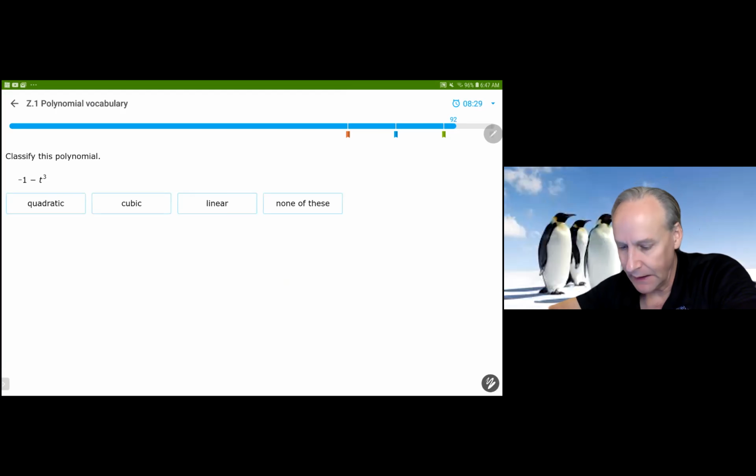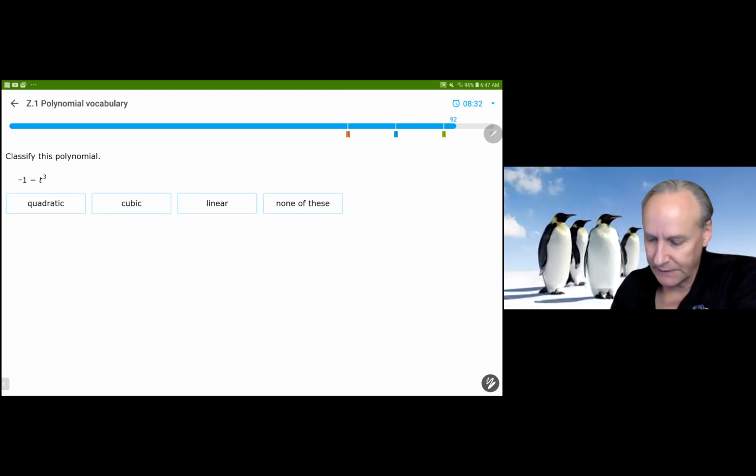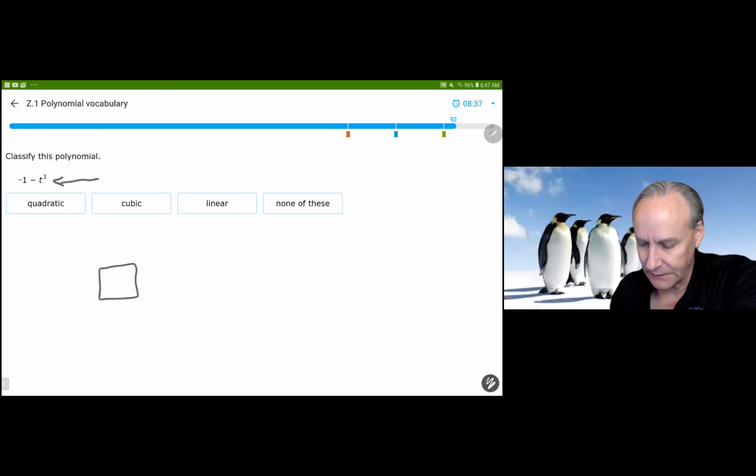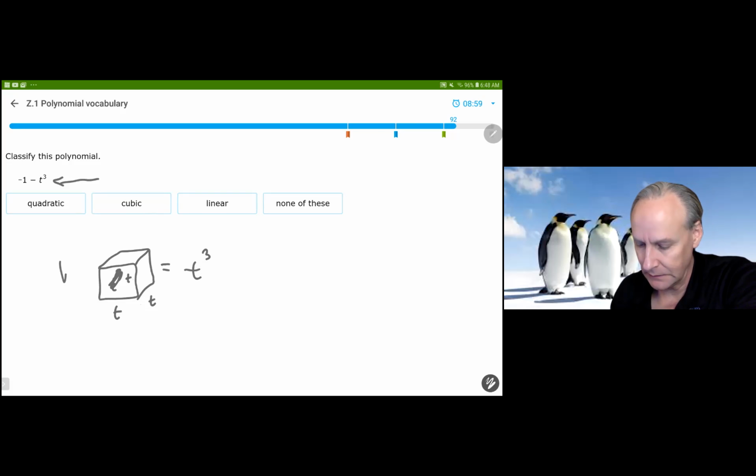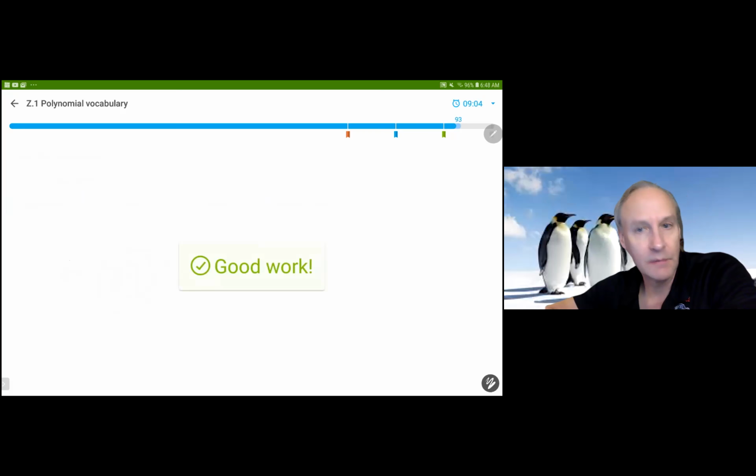This one is a cubic because it has a cube in it. A cube looks like this, doesn't it? Well, if this is t by t by t, we say that that is a t cubed. So that's why we call it a cubic. It's to the 3rd power. The length times width times height gives us t to the 3rd. And the volume of this cube is t cubed. It's a cubic. Binomial.